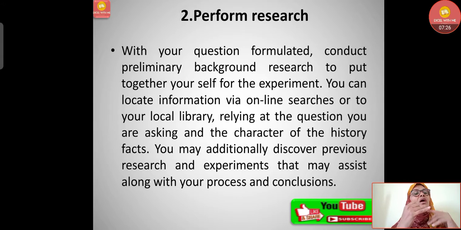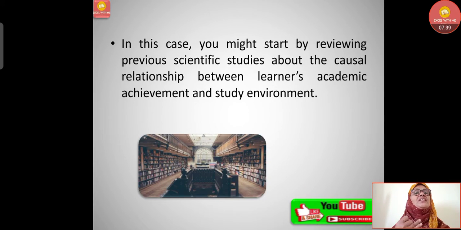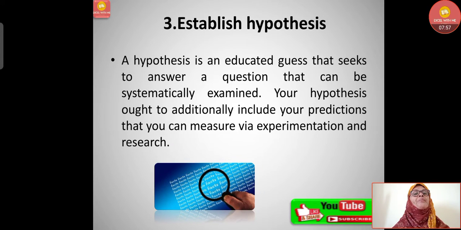First you have to ask a question, then find out whoever has done research related to the question. You have to find the reviews and the conclusions they have come up with. In this case, you might start by reviewing previous scientific studies about the causal relationship between learners' academic achievement and study environment. Anybody might have done the same question. You have to find out who has done the same type of research.